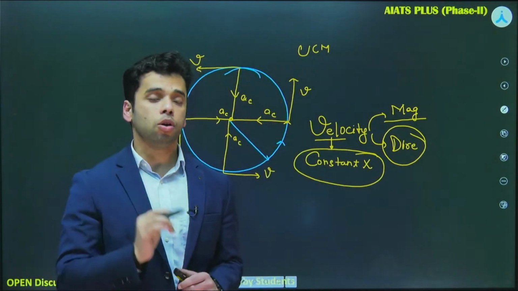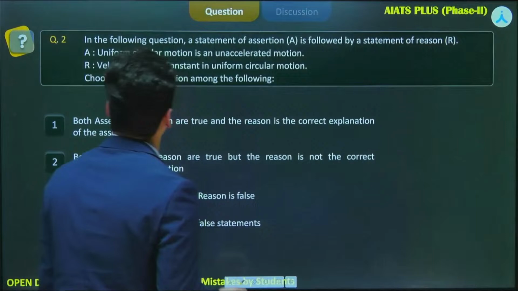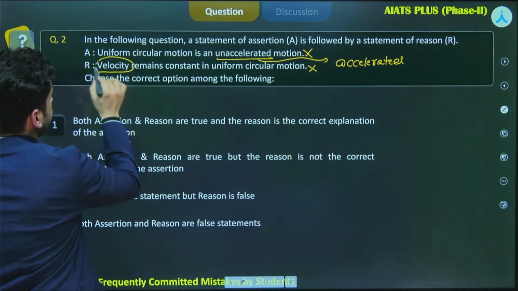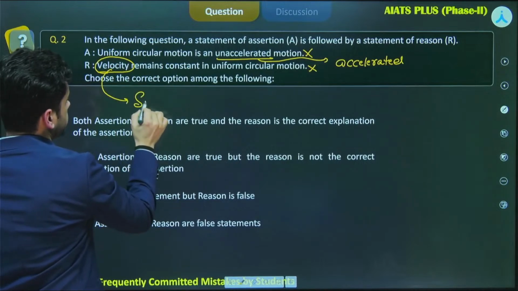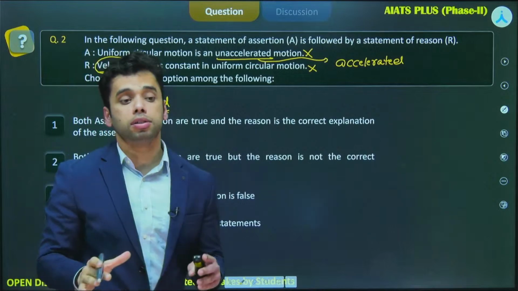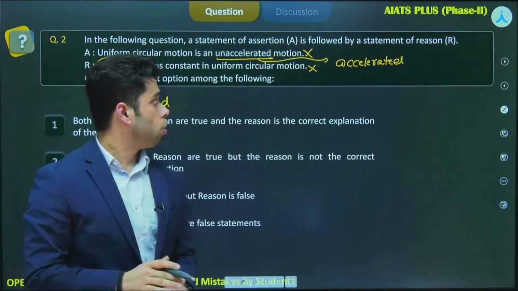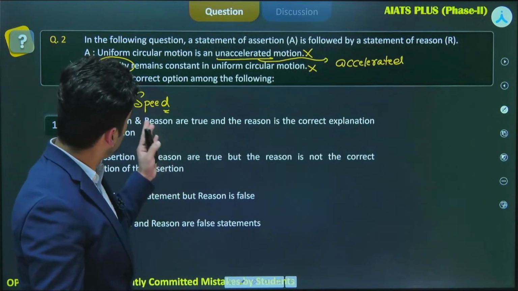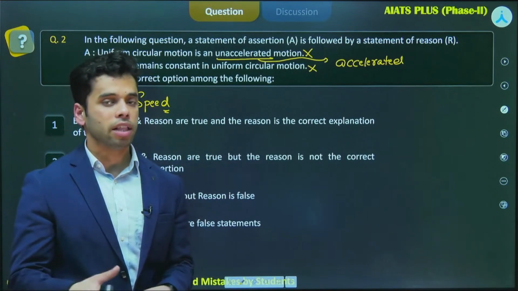So what should remain constant? A better word over here: first of all, this is wrong, and in place of velocity, it should be speed. The speed remains constant in uniform circular motion, not the velocity. So the assertion is wrong and the reason is also wrong.